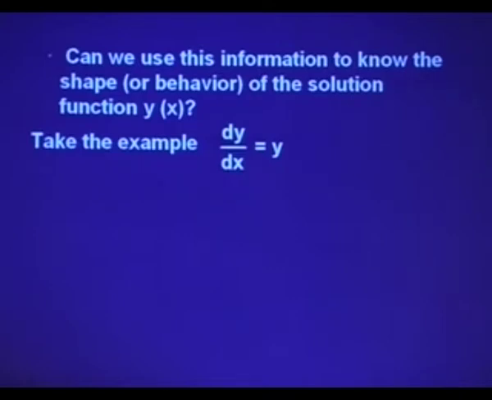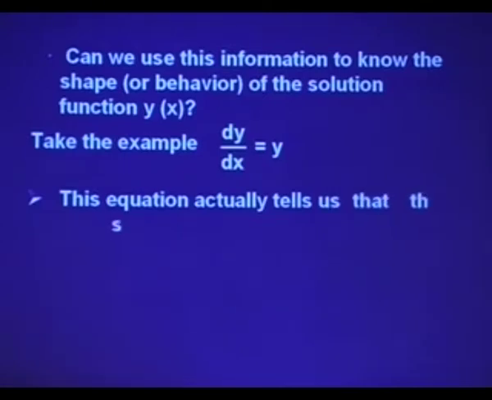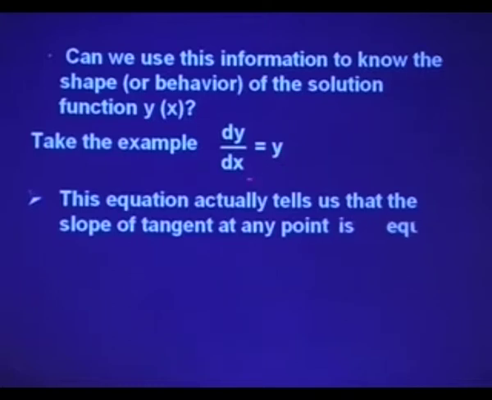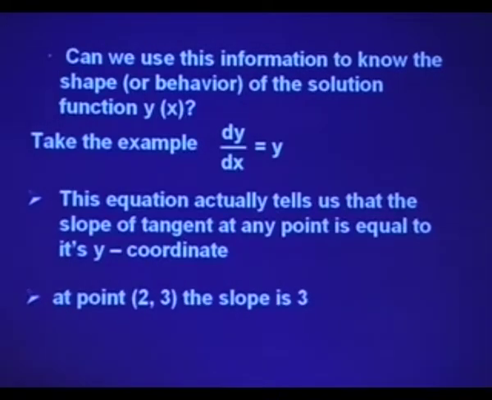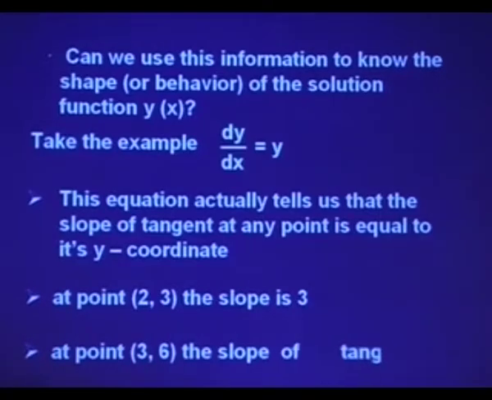What is this telling us? This equation is telling us that dy over dx is equal to y. That means the slope of the tangent at any point is equal to its y coordinate. What does it mean? It says that if I choose a point, say (2, 3), then the slope is 3. If I choose a point, say (3, 6), then the slope is 6.